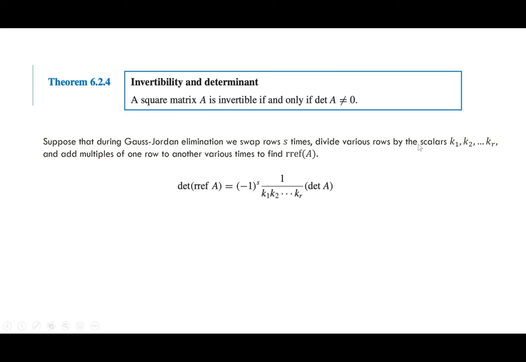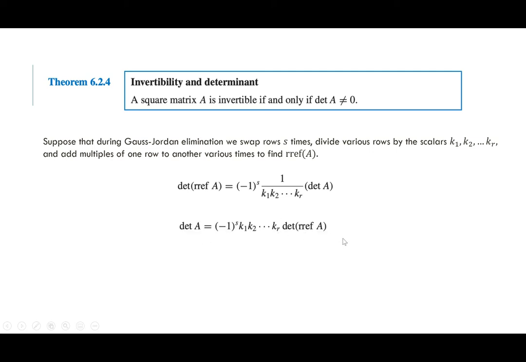And then we pull out all of the scalars every time we divided a row by one of these. We multiplied by the scalar 1 over k sub i, pulled them all out. And then remember, adding multiples of a row doesn't do anything to the determinant. So we get that the determinant of the reduced row echelon form is (-1) to the s, times 1 over all these scalars you divided by, times the determinant of A. And just rearrange, solve for the determinant of A.